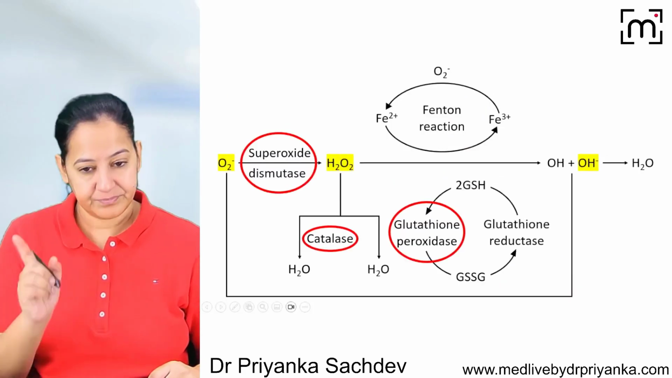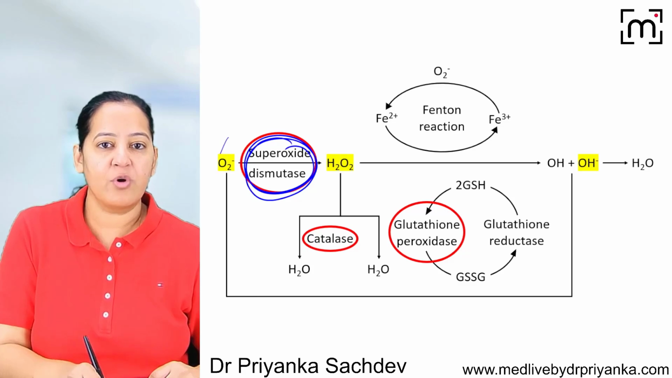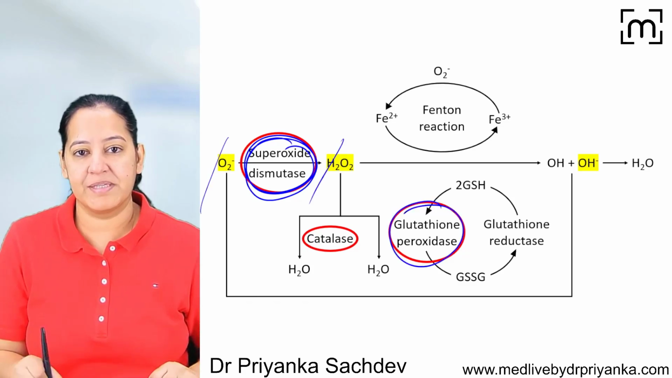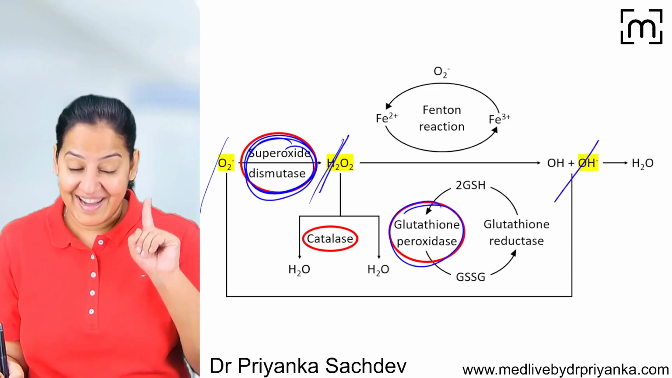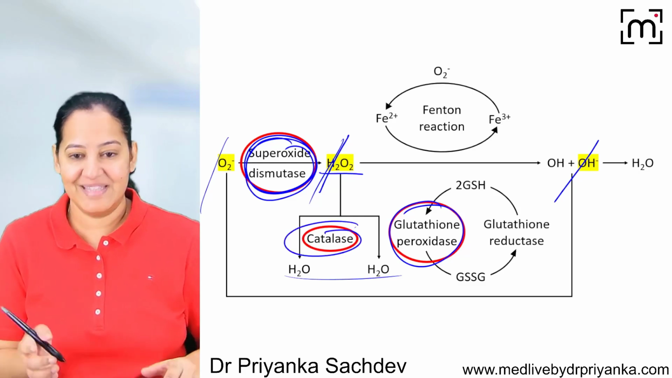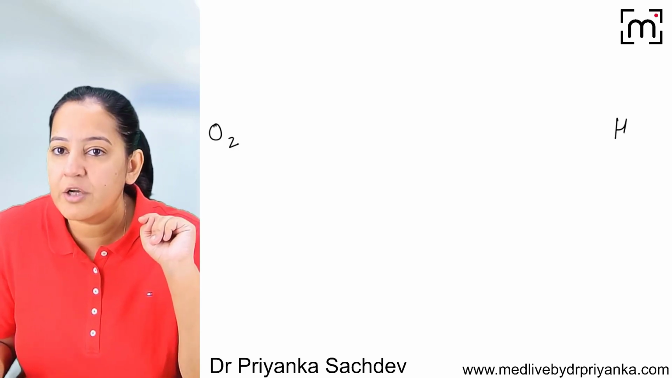The first one, superoxide dismutase. You can see this is superoxide dismutase. It converts oxygen to H2O2. The second one, glutathione peroxidase, does the next step. It converts H2O2 to OH negative. And catalase directly converts H2O2 to water. Let me explain again. You have to learn the reaction. What is the reaction? Oxygen gets converted to water.